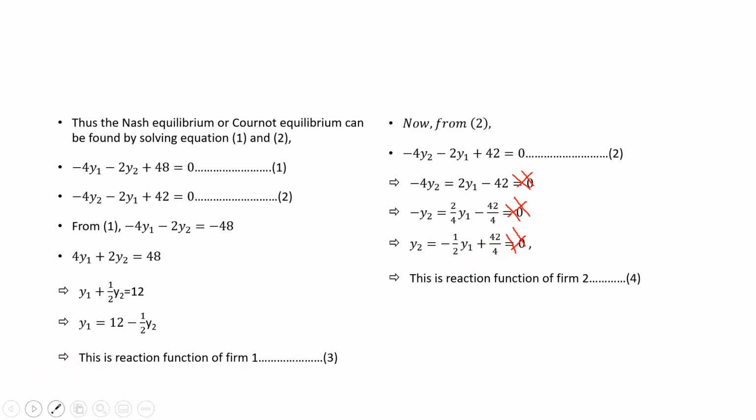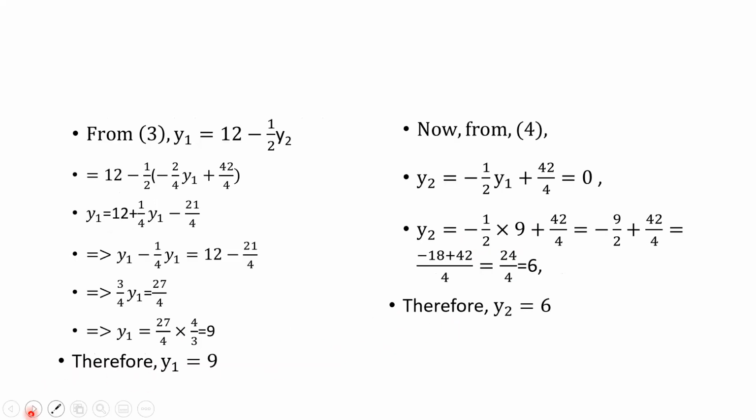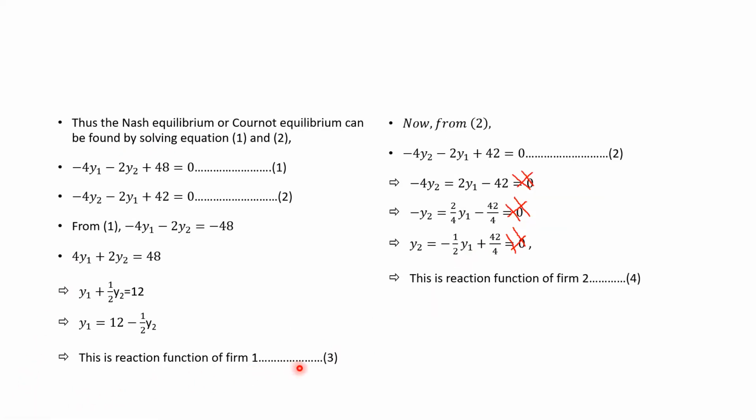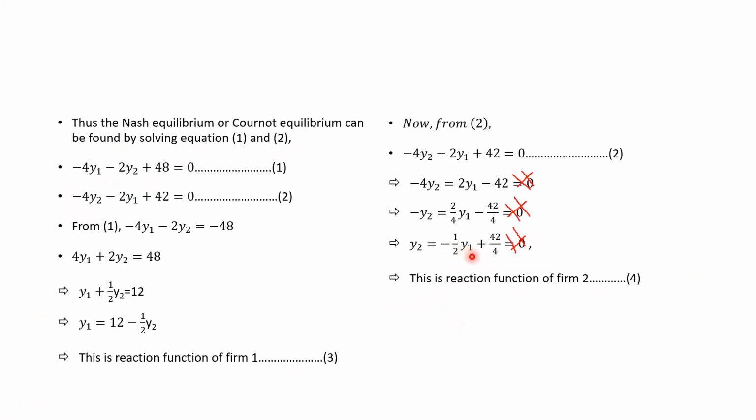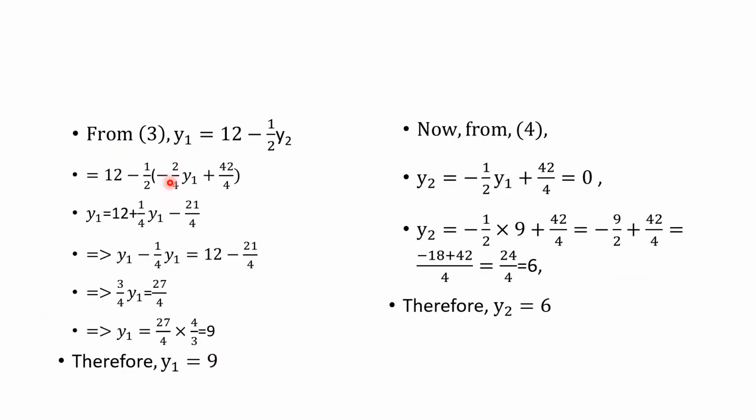Now we have the solution of the reaction functions. The reaction function of firm 1 is equation 3, and the reaction function of firm 2 is equation 4. So from 3, y1 equal to 12 minus half of y2. You substitute the value of y2 here. y1 equal to 12 minus half of y2, and from equation 4, y2 is minus half y1 plus 42 by 4. So minus half, it's actually plus half y1 plus 42 by 4.